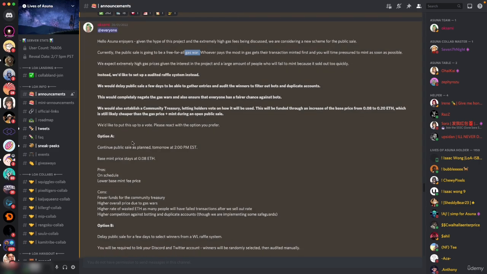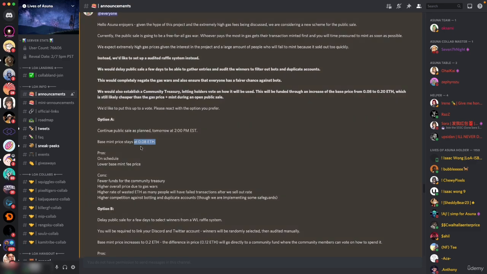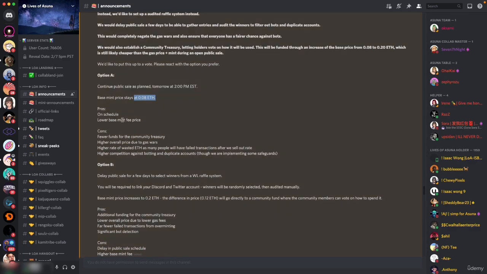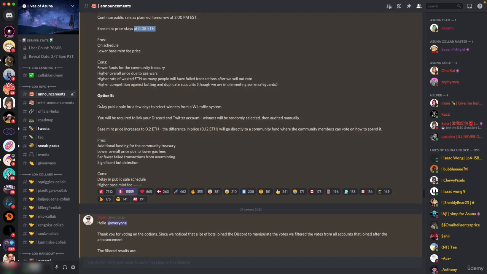They basically did a vote. You could go with option A, which would be them just continuing as planned and going ahead with the public sale. And this would be the mint price for the public sale, 0.08. They also went through the pros and the cons of option A, or they suggested an alternative solution, which was option B, and that was delaying the public sale for a few days and selecting the winners from a whitelist raffle system. So you can see I already voted below.